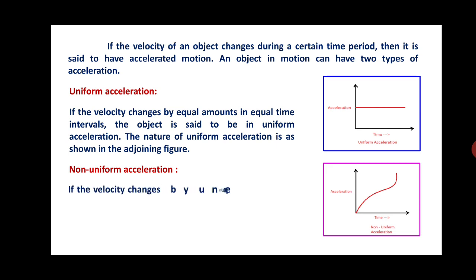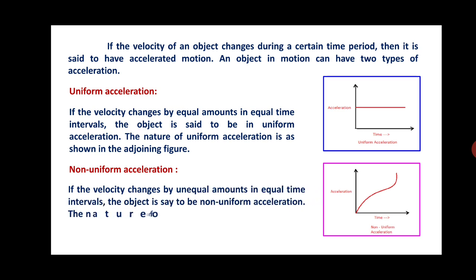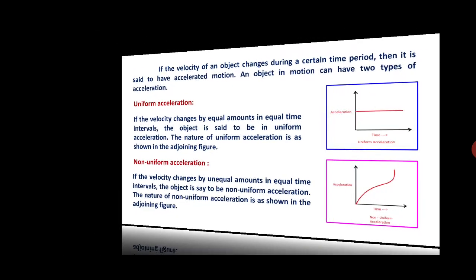So friends, if the velocity changes by unequal amounts in equal intervals of time, the object is said to have non-uniform acceleration. The nature of this non-uniform acceleration is as shown in the adjoining figure. Now we will see the positive, negative and zero accelerations.